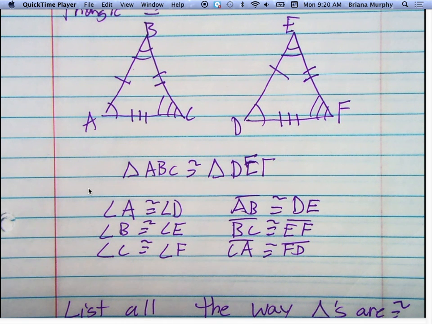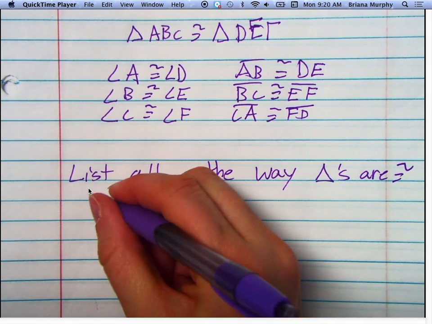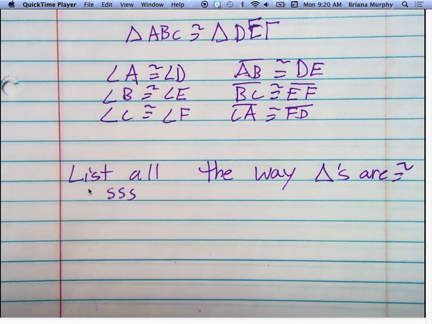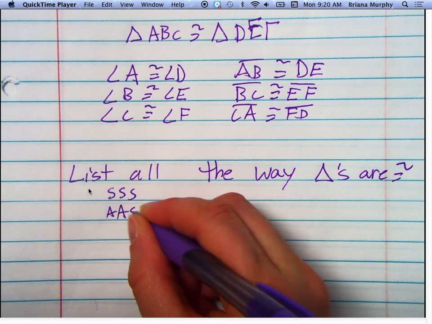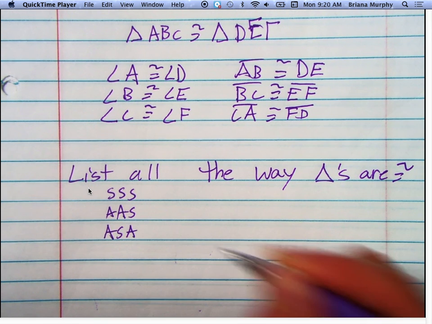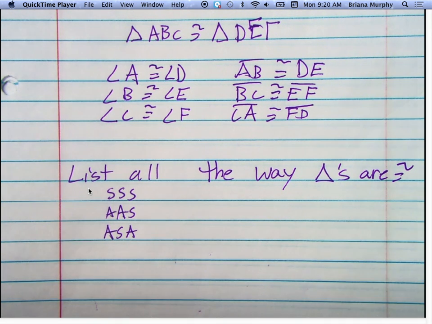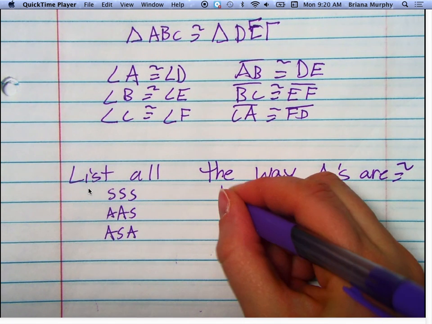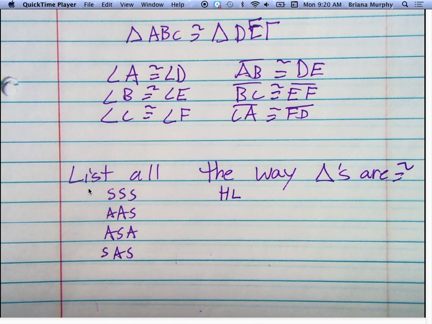You got one. Okay, I'm going to move this up. So I said side, side, side, guys. What are the other ways? Angle, angle, side, I heard. What else? Angle, side, angle. What else? Angle, side, side is not a thing. We've got hypotenuse leg. Good. Side, angle, side. Are we good?